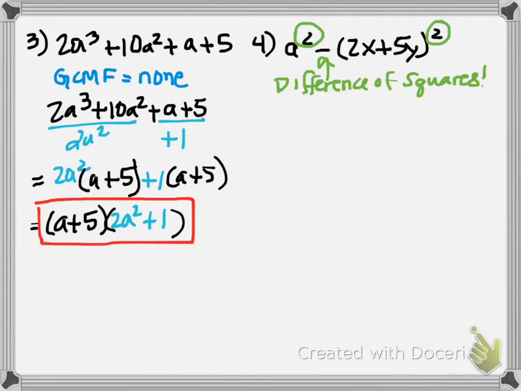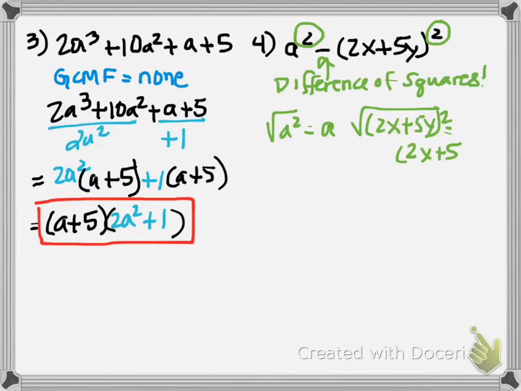So what I'm going to do is to take each of my perfect squares. Actually, let me change that color. And I'm going to take their square roots. So the square root of a squared is a, and the square root of the quantity 2x plus 5y squared is the quantity 2x plus 5y. So when I factor the difference of squares, I'm going to use brackets because I'm going to have to use braces as well. I'm going to have the a in the front. Oops, let me get the brackets in there.